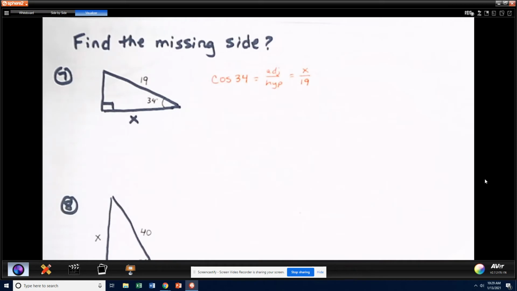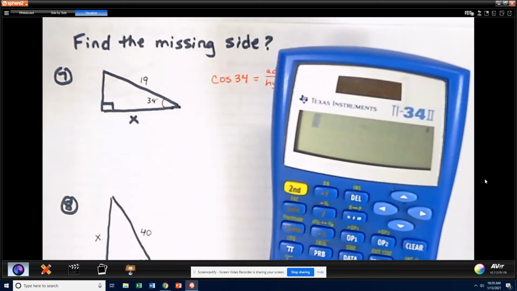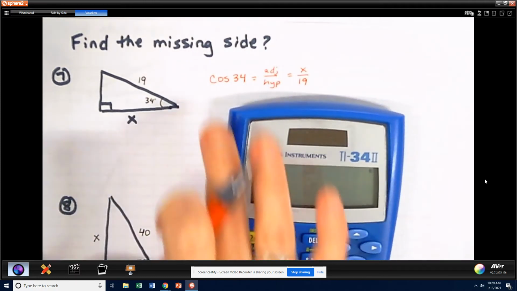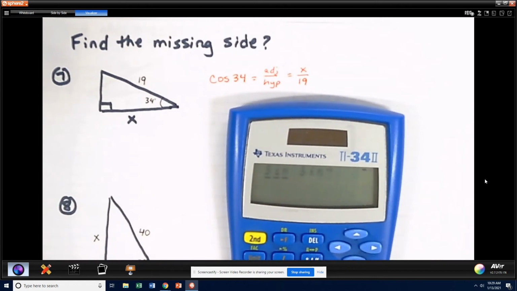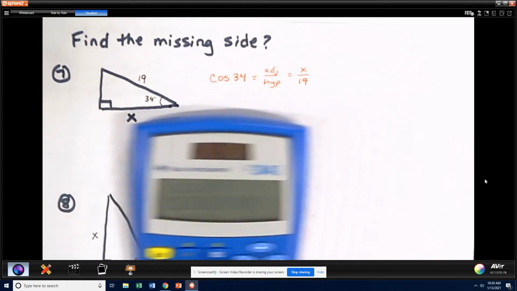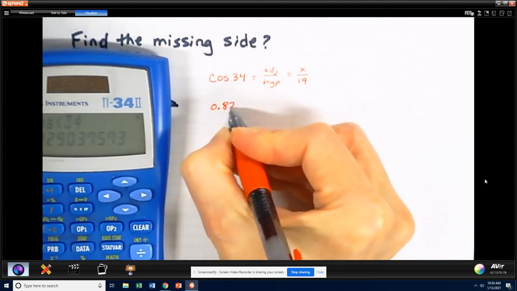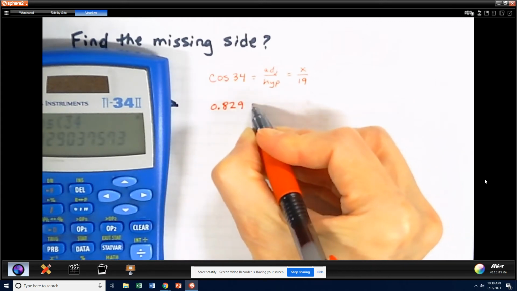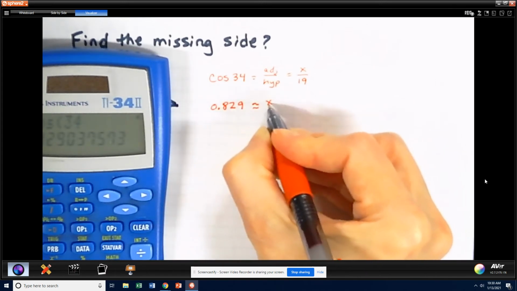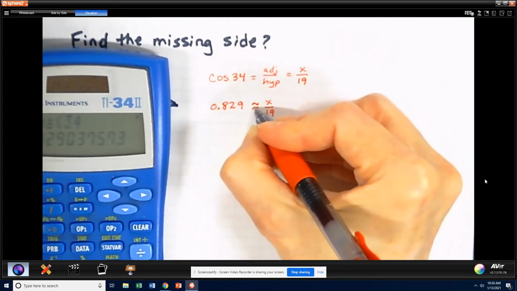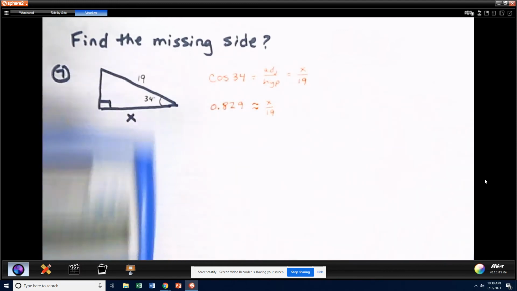So I can use my old-fashioned calculator, the good old TI-34, and I can just find the cosine of 34. So I do second trig, scroll over till I get to cosine, 34. I get my decimal, and so it's going to be about 0.829. We're going to set that equal to x over 19. Now, since I rounded this off, I'm going to still use sort of a squiggly equal sign because that's telling me I took a step where I rounded something off.